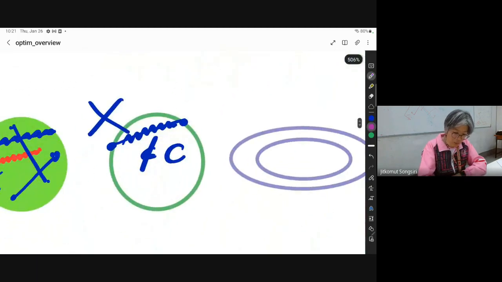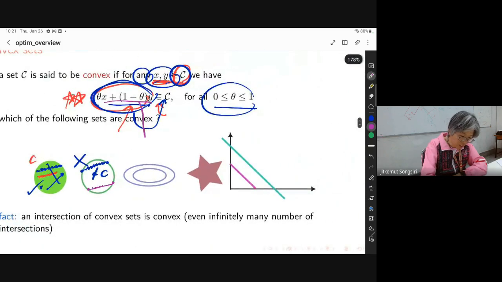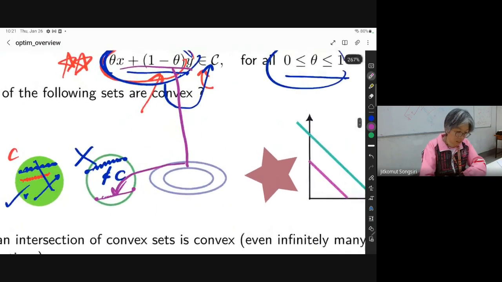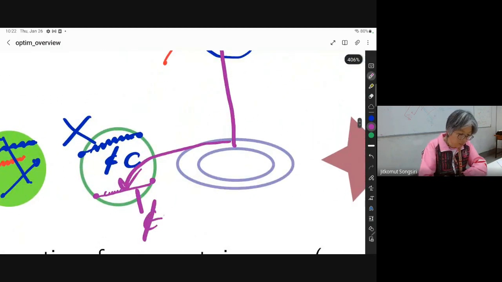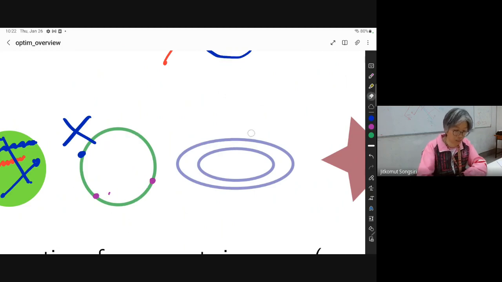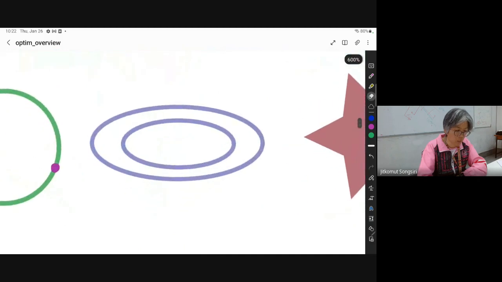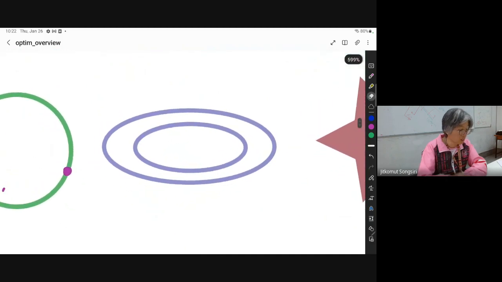You see that from this set, if you pick these 2 points, this is a vector theta x plus (1 minus theta) y, right? This part doesn't belong to the set C. Okay, so the circle, this green circle, is not a convex set. What about this one? Is this set convex or not?